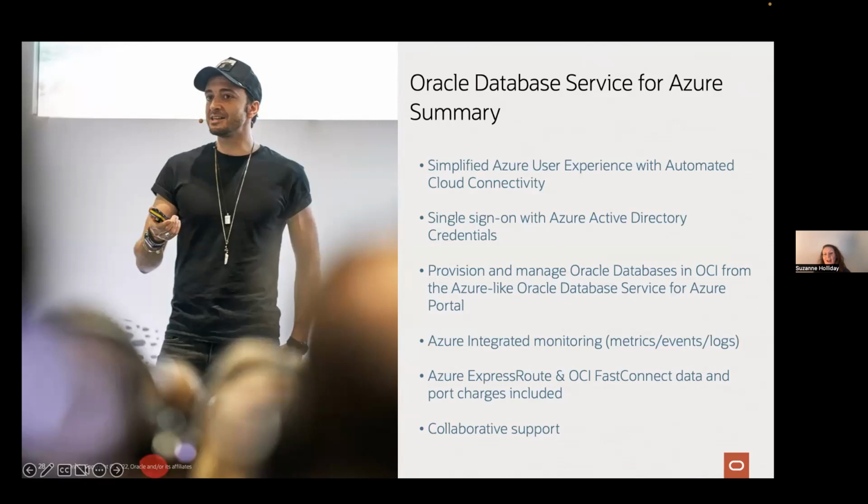You can activate Azure Active Directory federation or not. You can provision and manage the Oracle databases in OCI from ODSA and not have to go into OCI. But if you do want to go into OCI and you need to, then you can easily click on the link from the portal to get there. We've got the monitoring, the metrics, and the event logs available for you. And a big advantage is the fact that the data and port charges are included, as well as the ingress and egress for ExpressRoute and OCI FastConnect while the traffic is going over the OCI interconnect.